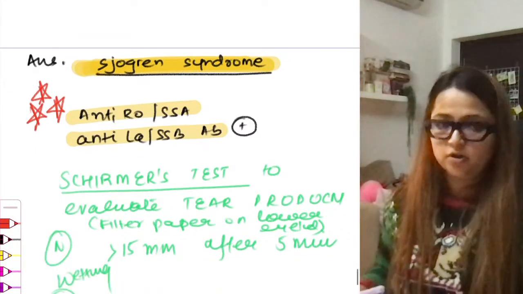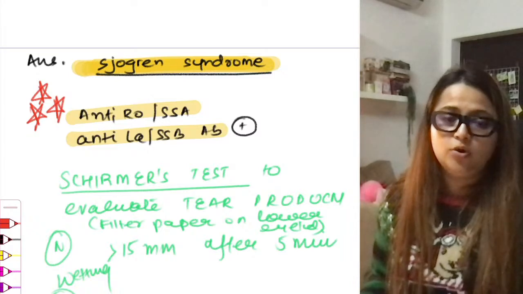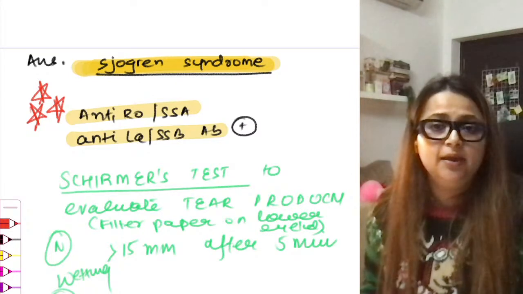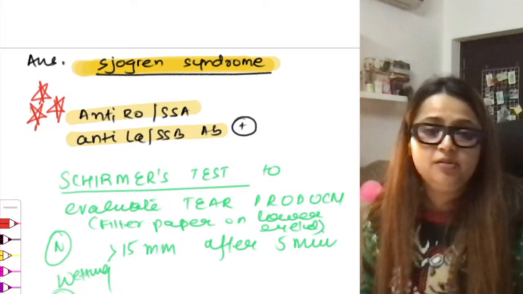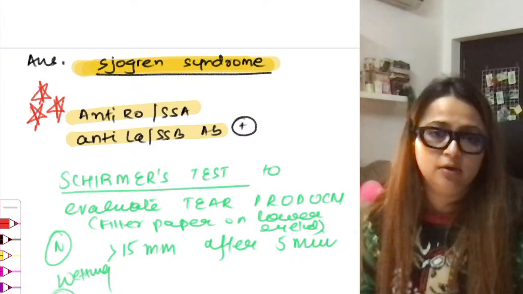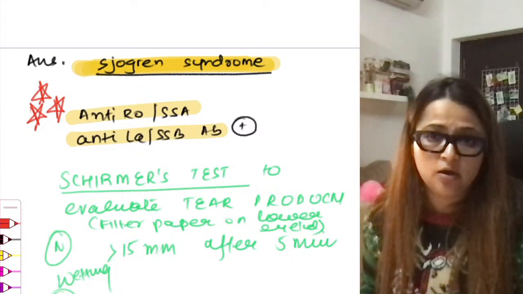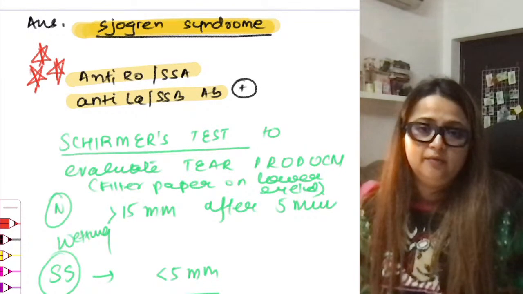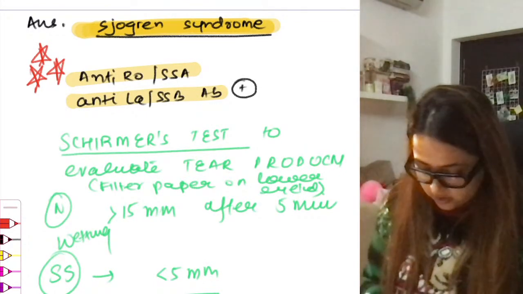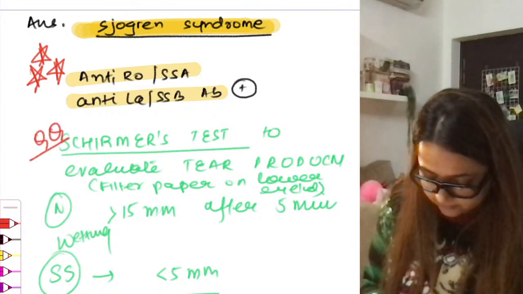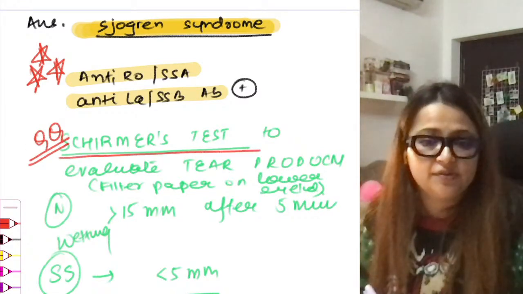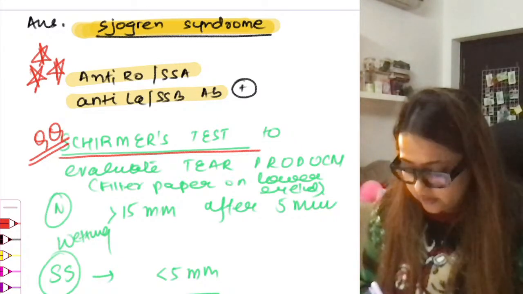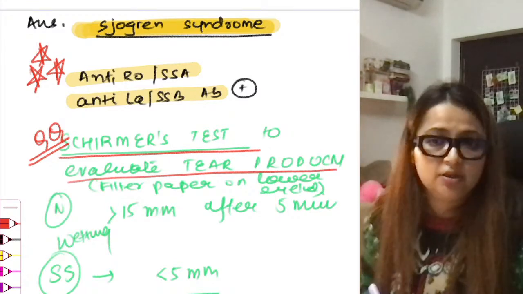Second important thing regarding Sjogren syndrome. In Sjogren syndrome, all the secretions, be it lacrimal secretion or salivary secretion, are reduced. That is why you see a lot of dryness, be it in the eyes, the mouth, or the vagina. There's a test you do to evaluate tear production. This has been asked several times, so mark it. Schirmer's test. This is the test to evaluate tear production in a patient.